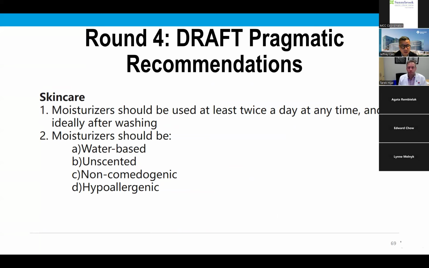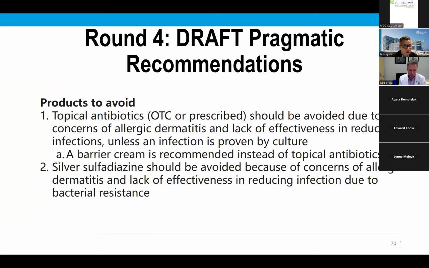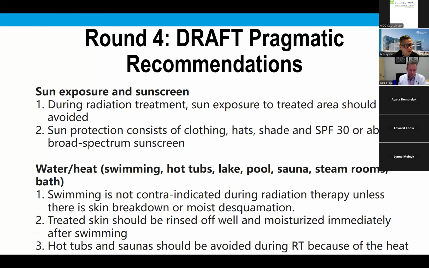Skincare: moisturizing at least twice a day. Water-based, unscented, non-comedogenic, hypoallergenic. Products to avoid: topical antibiotics. A barrier cream is recommended instead of topical antibiotics. And this is again an issue where it would be interesting to hear the international, national perspective on silver sulfadiazine or the use of flamazine. And I'd love to hear from you, Michael, because when I was a resident in London, we used that on occasion, especially in head and neck cancers.